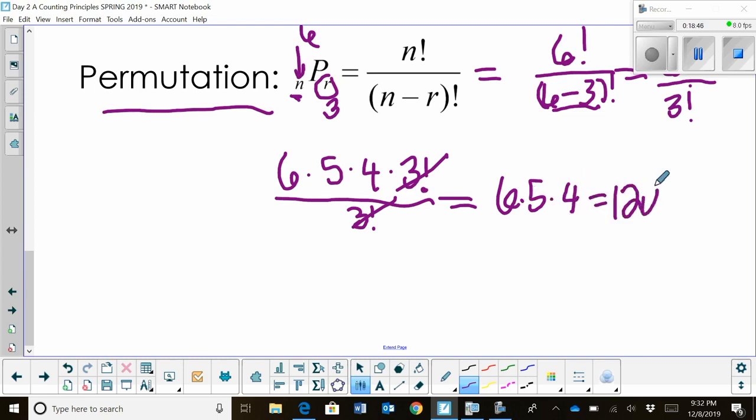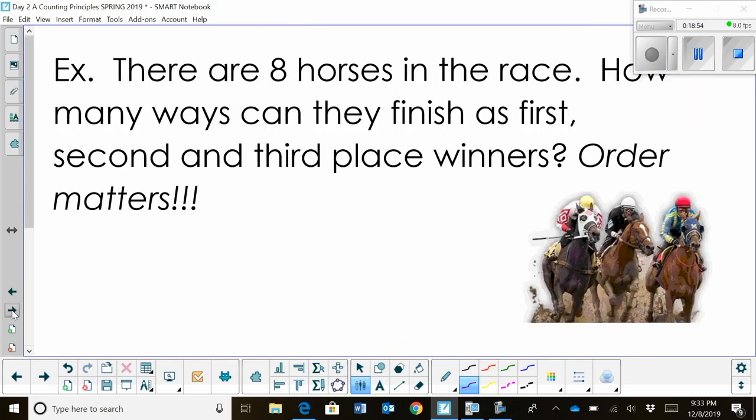So you can kind of think of it 2 different ways. You can use the equation, or you can just think about the positions and the possible outcomes. Okay, so here's one. We have to think about positions. There are 8 horses in a race. How many ways can they finish as first, second, and third place winners?